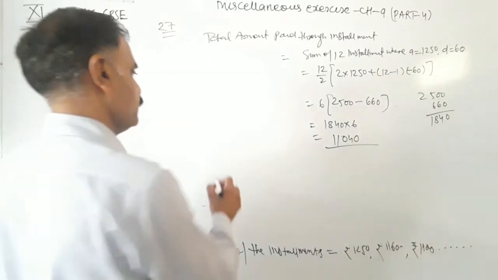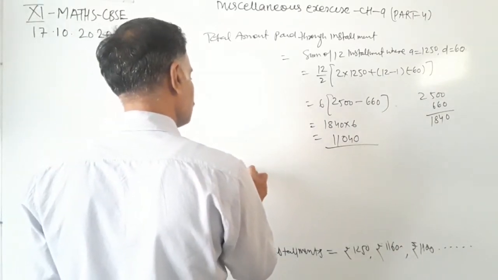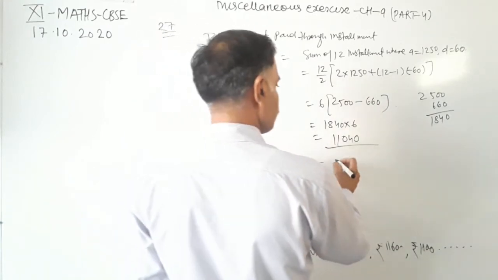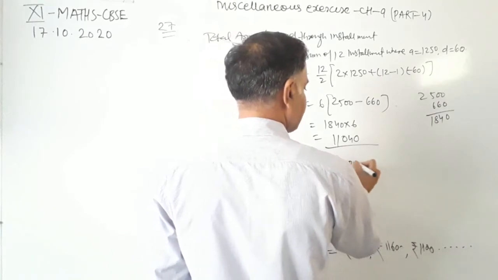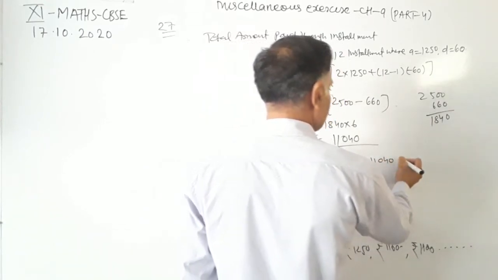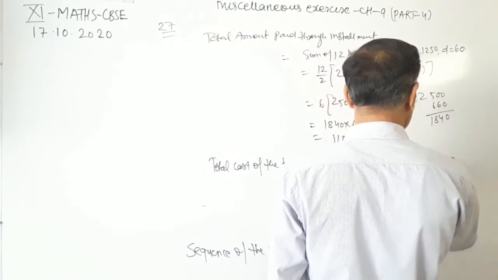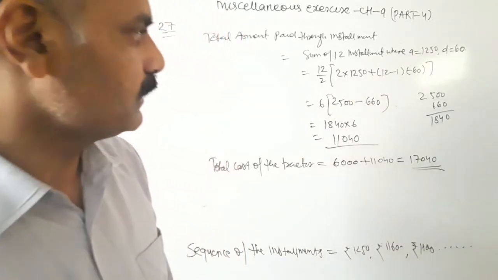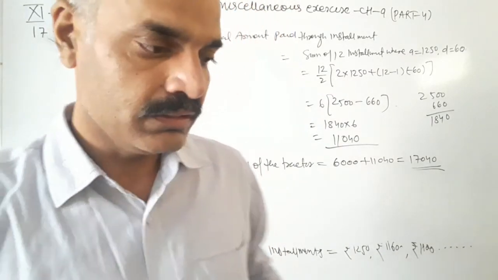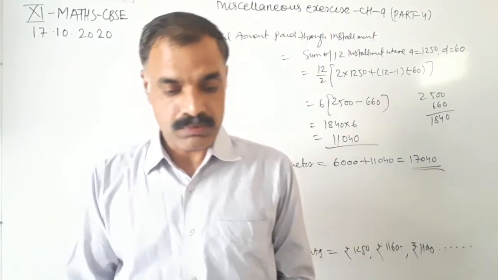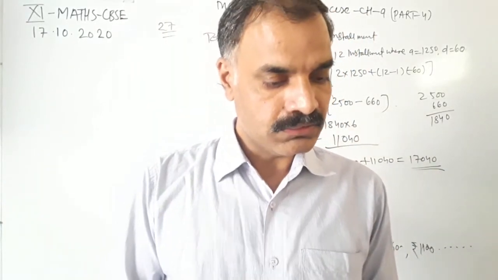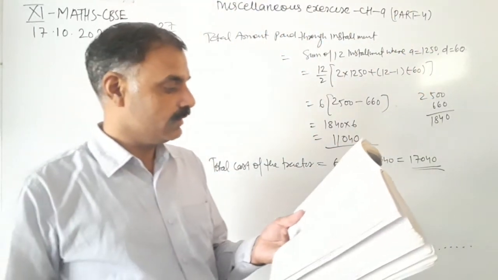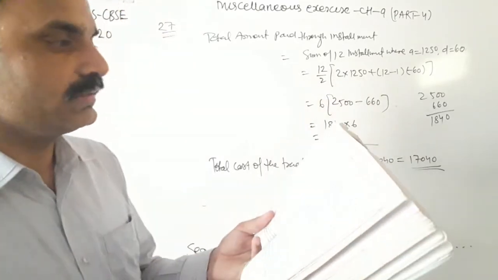11,040. So the total cost of the tractor is 6,000 in cash plus 11,040 in installments, so 17,040. So the tractor of rupees 12,000 will cost him rupees 17,040. Okay, this was question number 27. Now we will take question number 29, and this is the last question.